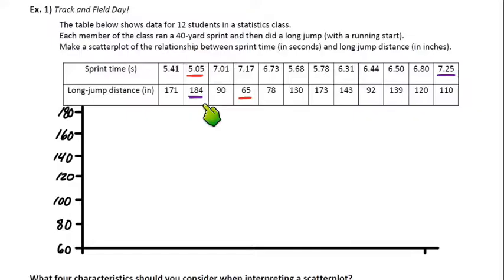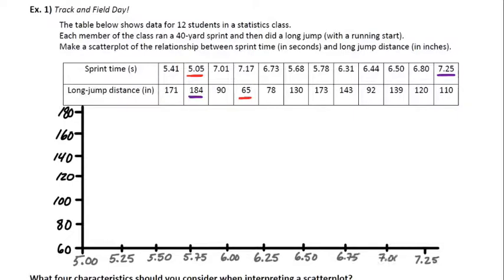Y-axis seems reasonable. We'd go from about 5 to about 7.25. So that's the maximum to the minimum. And then let's just count by 0.25. This is the x-axis. And then do not forget to label these. Sprint time, that's in seconds. And then the y-axis, that's long jump distance, that's in inches.